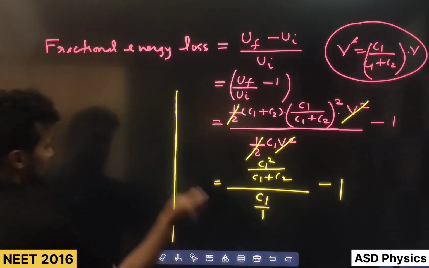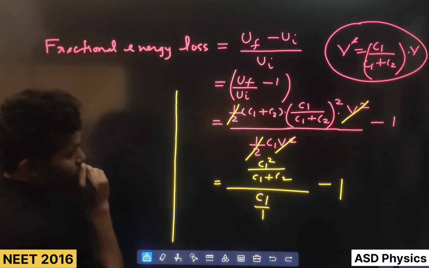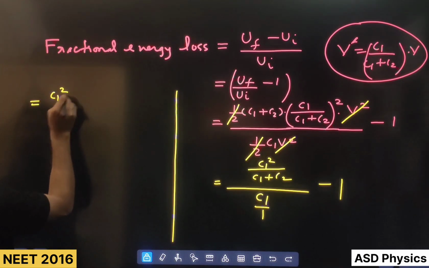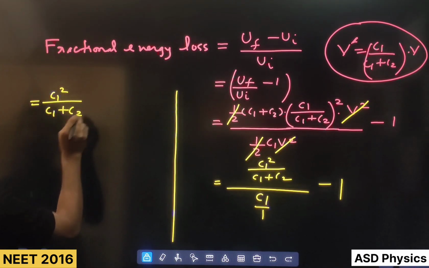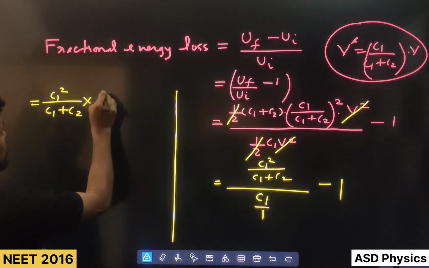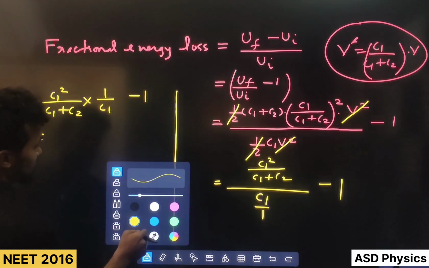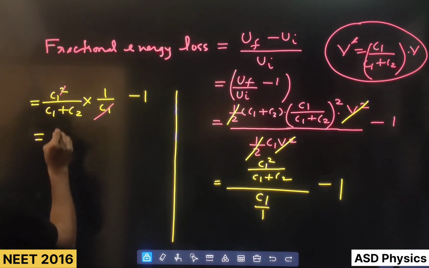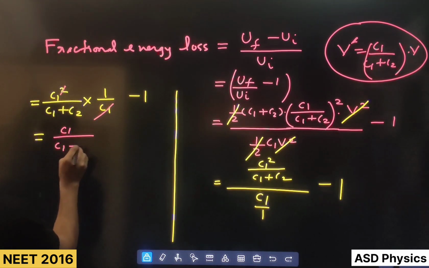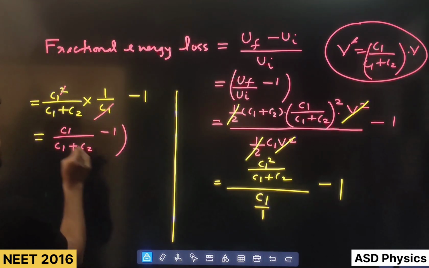After that, let me write this side. This becomes C1 square by C1 plus C2 into 1 by C1, minus 1. One more C1 is going to cancel, so it becomes C1 by C1 plus C2 minus 1.